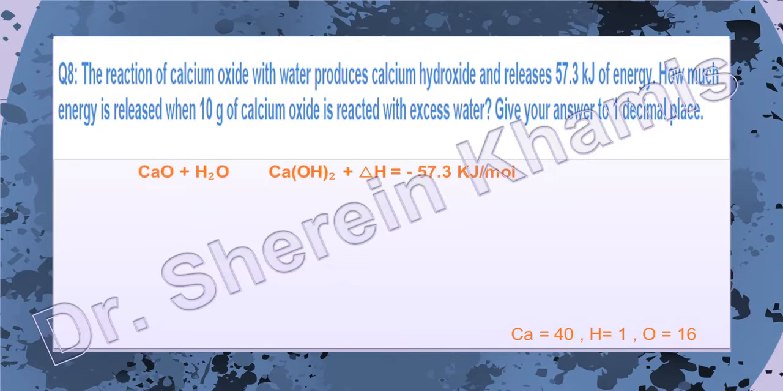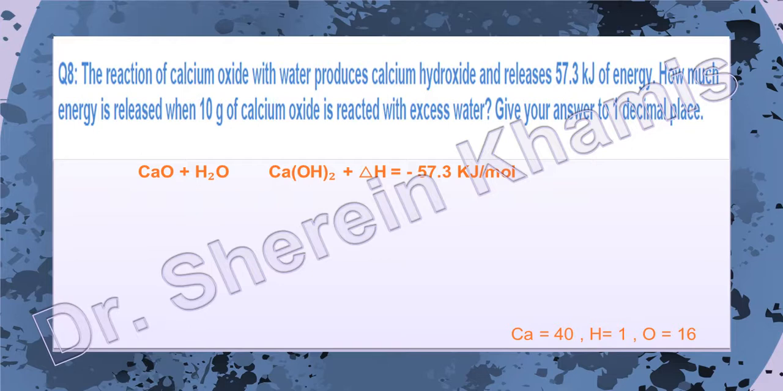We will discuss at first the equation. The equation says that calcium oxide, CaO, plus water will give calcium hydroxide, Ca(OH)2, and releases delta H. We can write it as negative 57.3 kilojoules per mole, since it releases energy. How much energy is released when 10 grams of calcium oxide is reacted with excess water? We have 10 grams of calcium oxide.